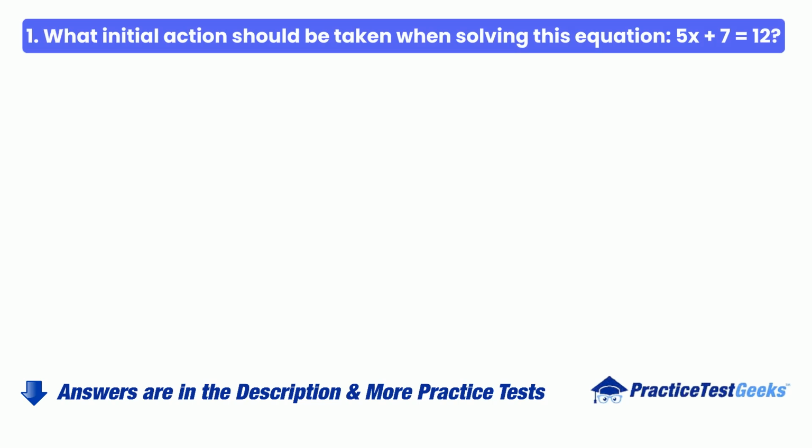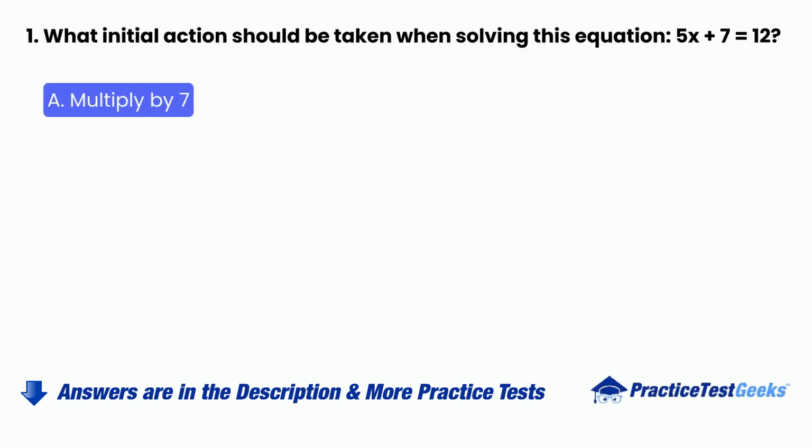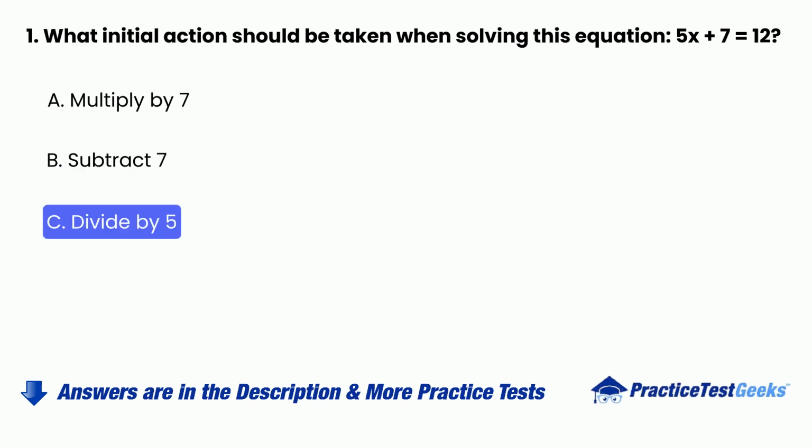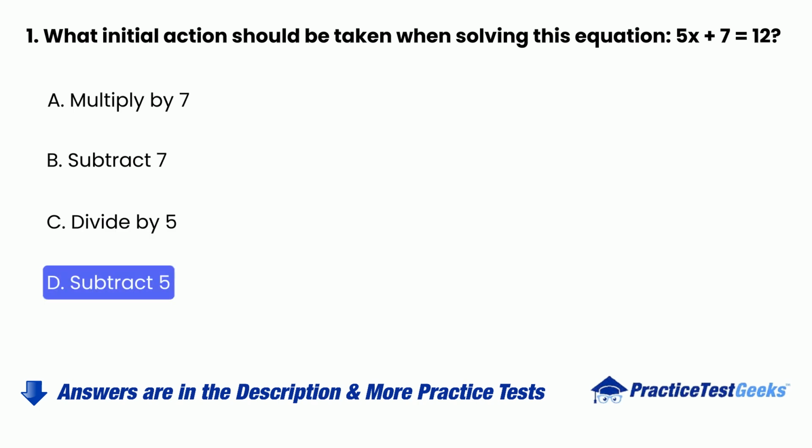1. What initial action should be taken when solving this equation? 5x plus 7 is equal to 12. A. Multiply by 7. B. Subtract 7. C. Divide by 5. D. Subtract 5.